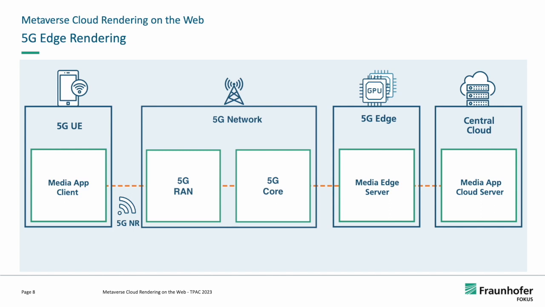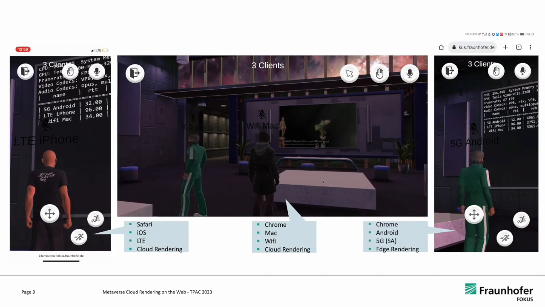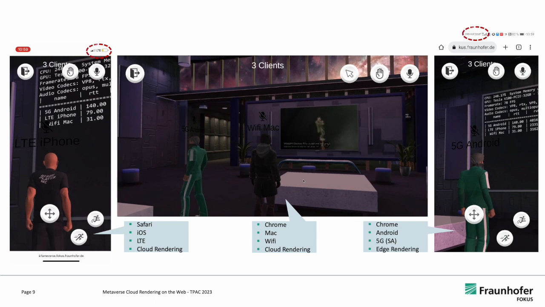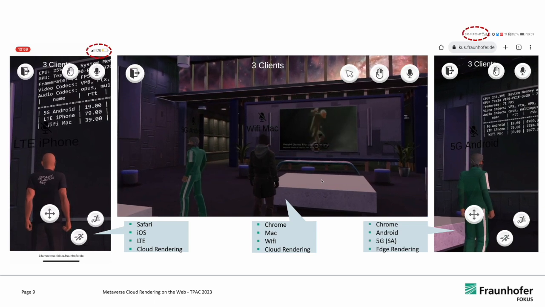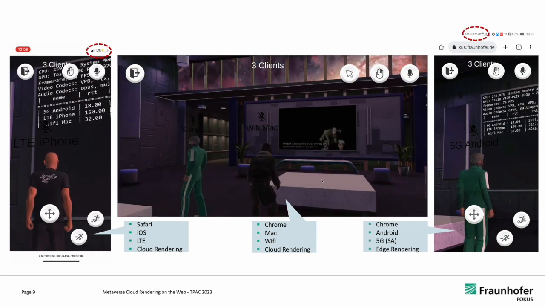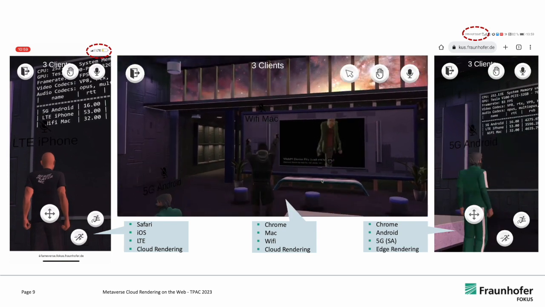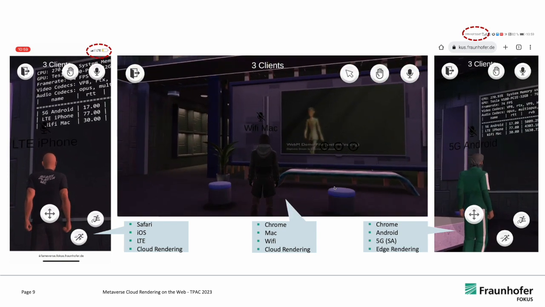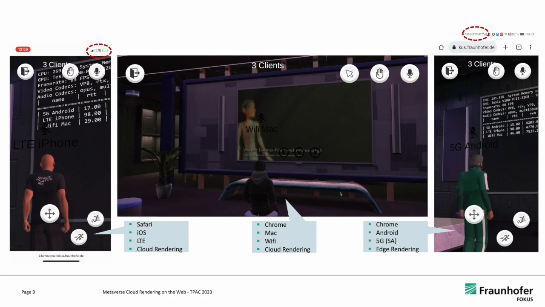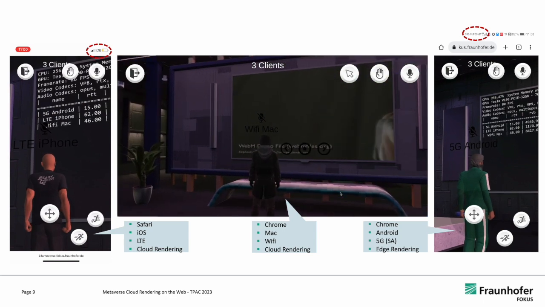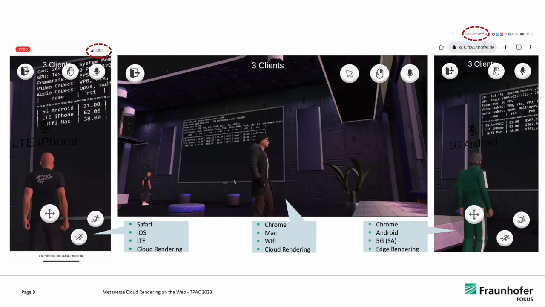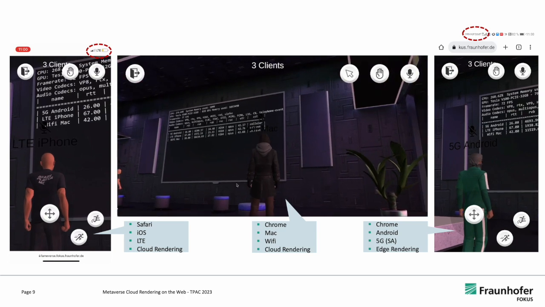In this demo, you can witness a multi-user experience accessed via browsers on 3 different devices connected via 4G, 5G, and Wi-Fi. It's worth noting that within this demonstration, a single cloud rendered session serves all 3 users, where each of them is allocated a virtual camera within the scene.